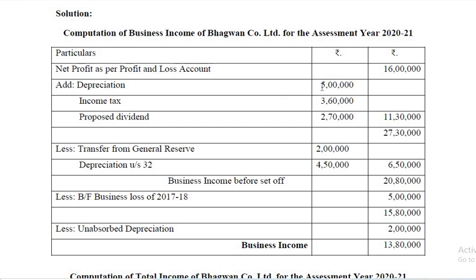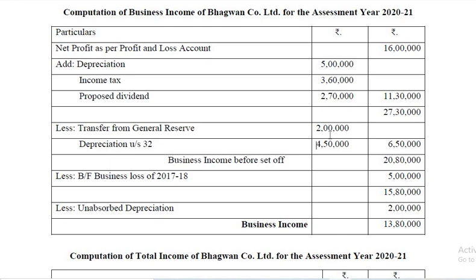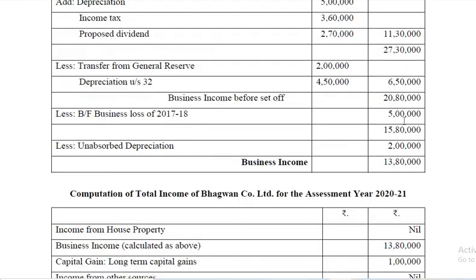Alternatively, see here, addition is 5 lakh, deduction is 4,50,000. So what you can do is the difference you can add. Excess depreciation, so you can take here 50,000 and thereby you can finish off the treatment of these two items. Alright, we have taken like this, so 6,50,000. So business income before set off is 20,80,000.